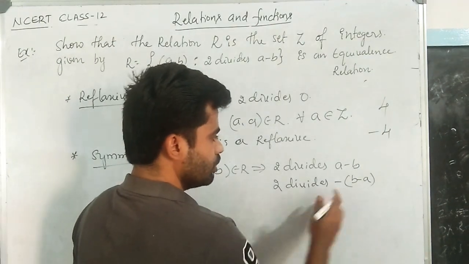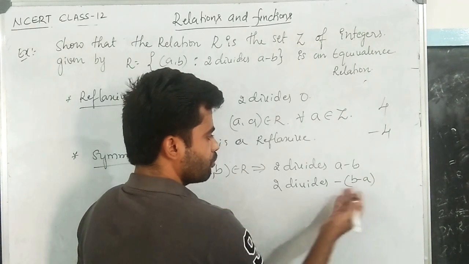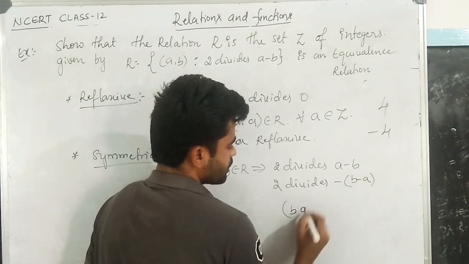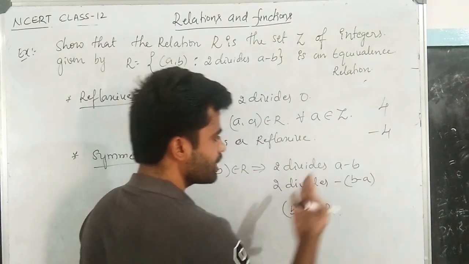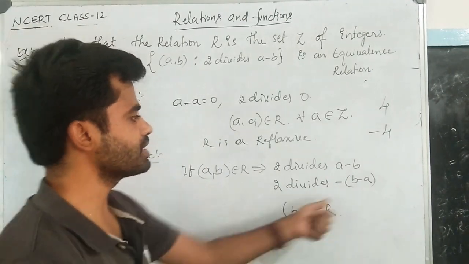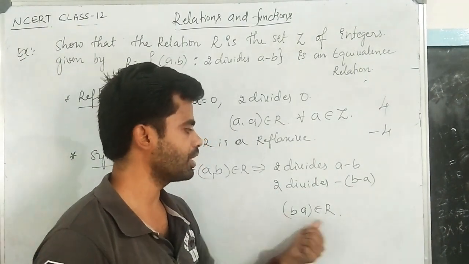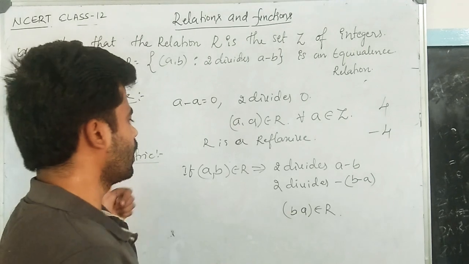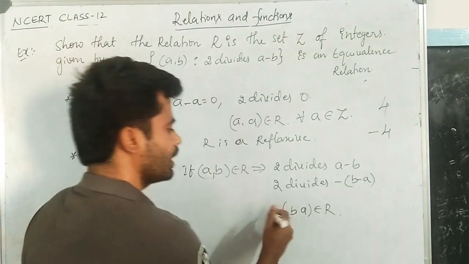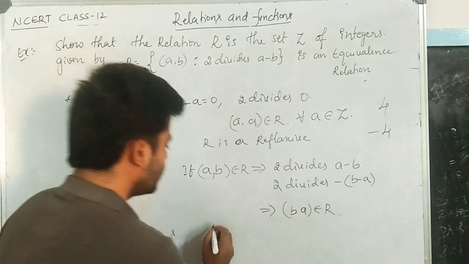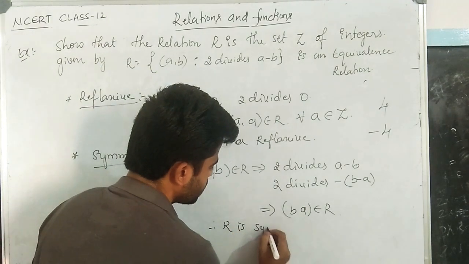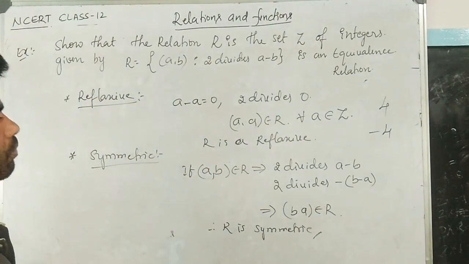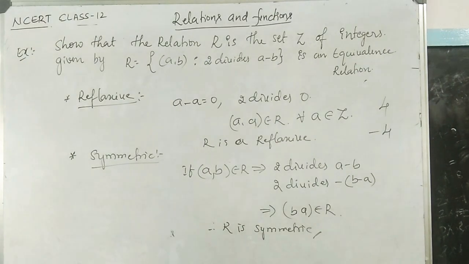Then what we can say is that (B, A) must belong to R, because B minus A is divisible by 2, which means (B, A) is in R. Hence we can write that it is a symmetric relation. I took (A, B) belongs to R, then it implies (B, A) belongs to R. Hence R is a symmetric relation. R is symmetric.